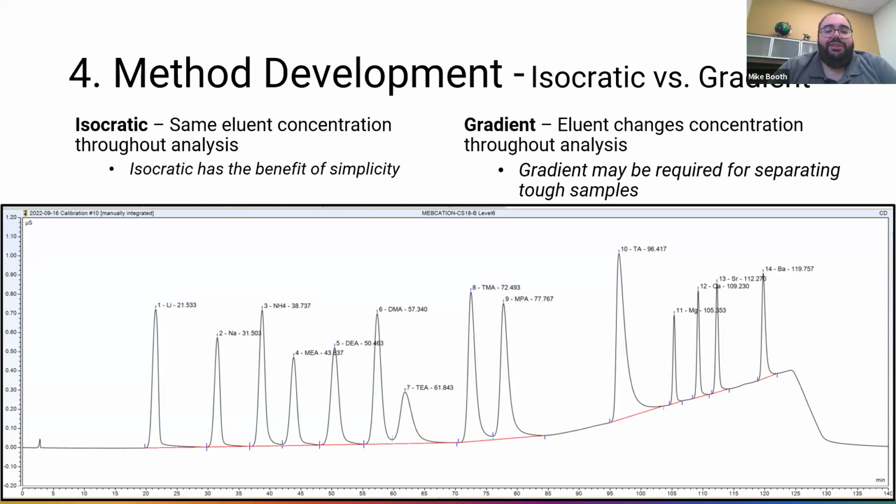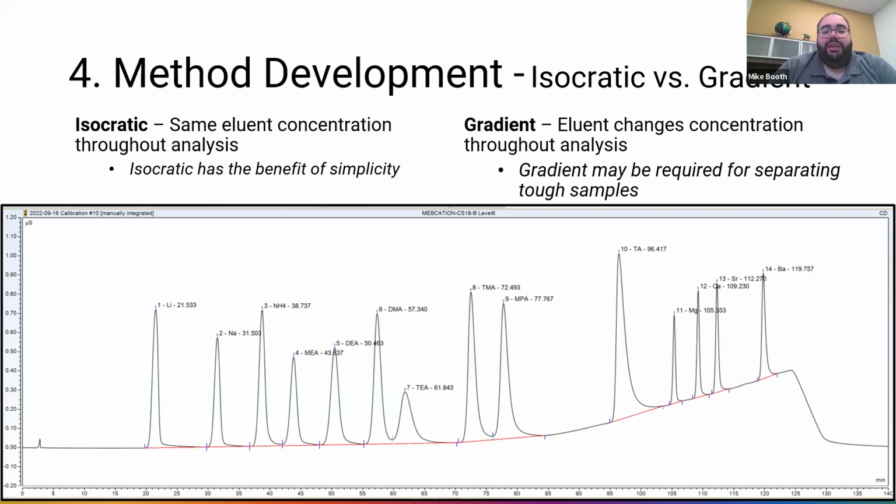And the gradient method is going to change the eluent concentration throughout your analysis time. So you can see the baseline in this one ramps up over time. That's because the eluent is increasing in concentration over time. In this example, it started off at 0.4 millimolar, and there's actually like 2 or 3 ramps throughout this run, and where it peaks off at about 120 minutes, that concentration of eluent is 8 millimolar. So we had to be really low concentration in order to separate some of the organics, and then drive it up to a higher concentration to get some of those metals off the column and through the system so we can actually read them.